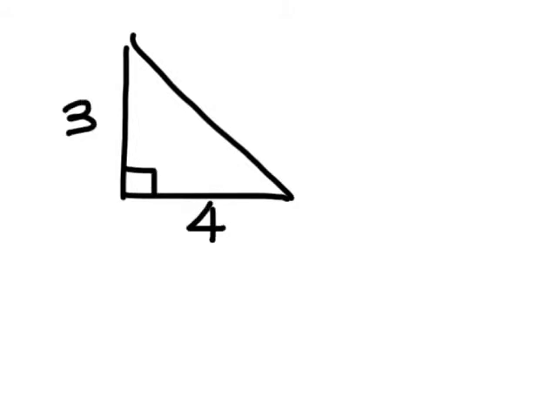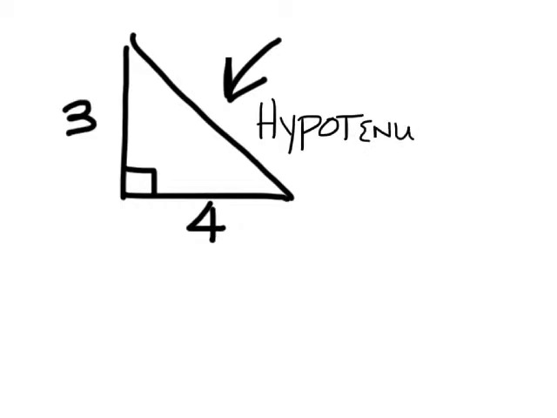Example number 1. If I did have a triangle that was right and I had sides that were 3 and 4, but I did not know this one, I could solve it using the Pythagorean Theorem. First, before we do that, you must know that this is called the hypotenuse. And this is a leg, and this is a leg.